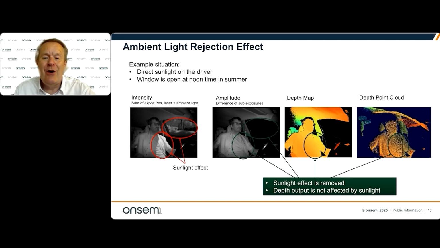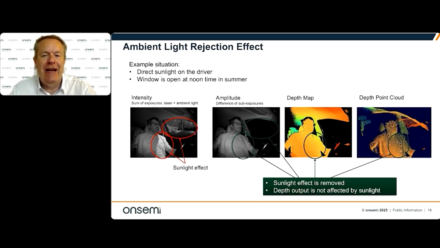So with our sensor, and what I talked about earlier about having ambient light rejection, you're really taking away, with some exposures, that ambient light. And while I'm here talking about this, the amplitude image looks like a standard monochrome image.